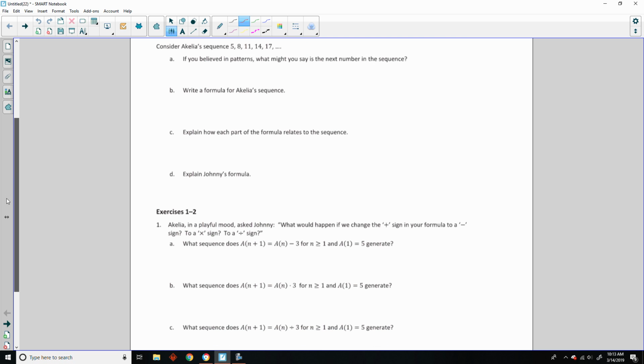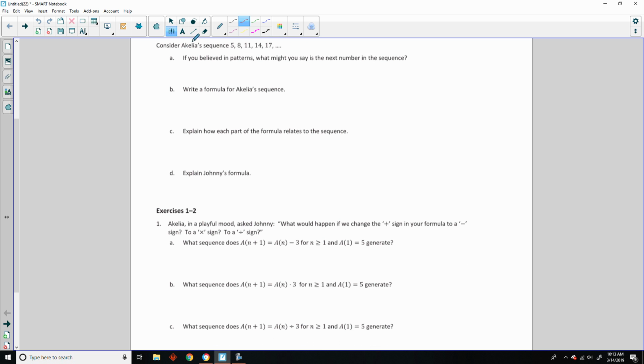Classwork Example 1. Consider Achilles' sequence 5, 8, 11, 14, 17. If you believe in patterns, what might you say is the next number in the sequence? Well, 5 plus 3 is 8, plus 3 is 11, plus 3 is 14, plus 3 is 17. I'm assuming that it's an addition of 3, so I would say 17 plus 3 is 20.